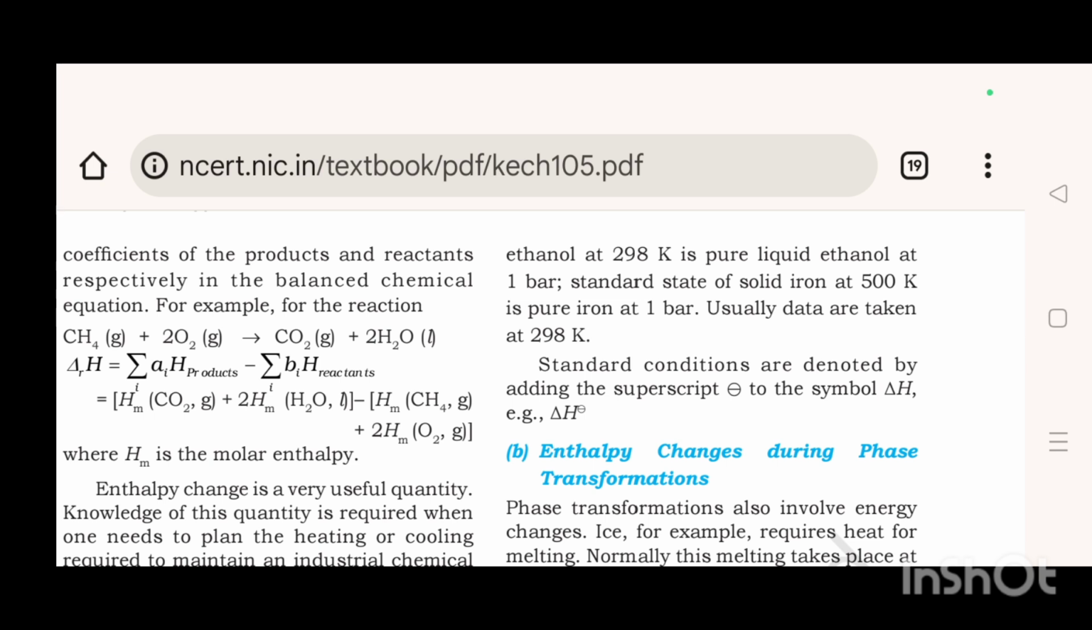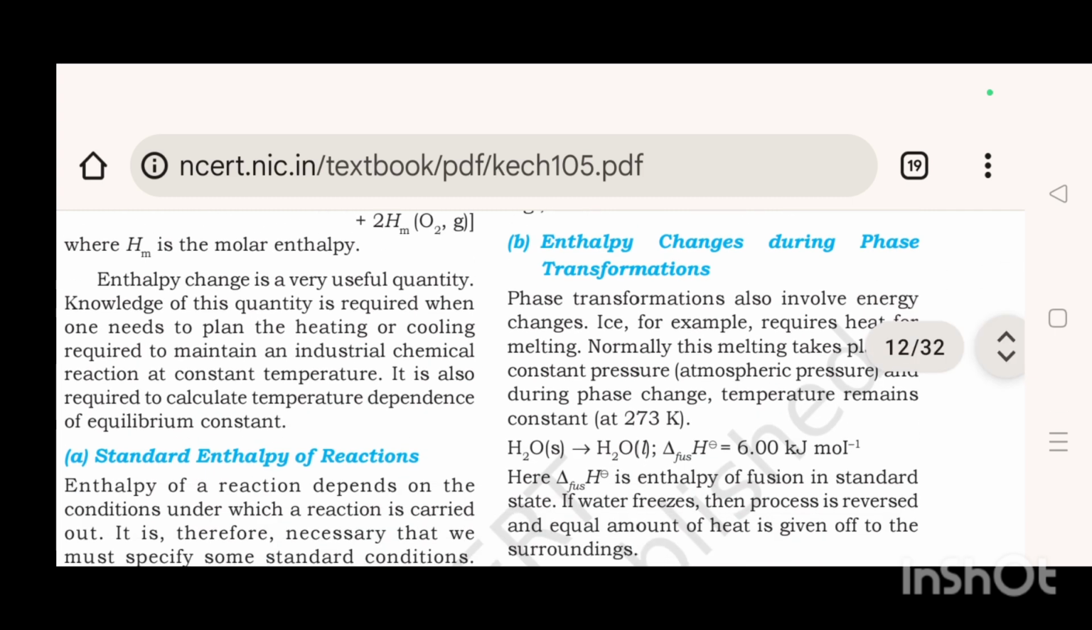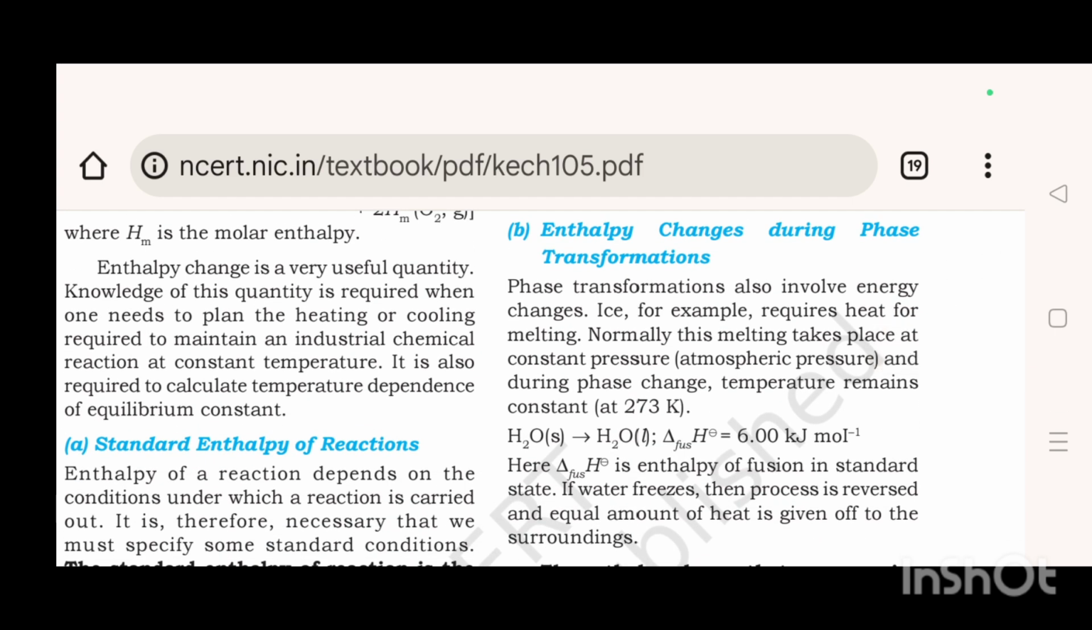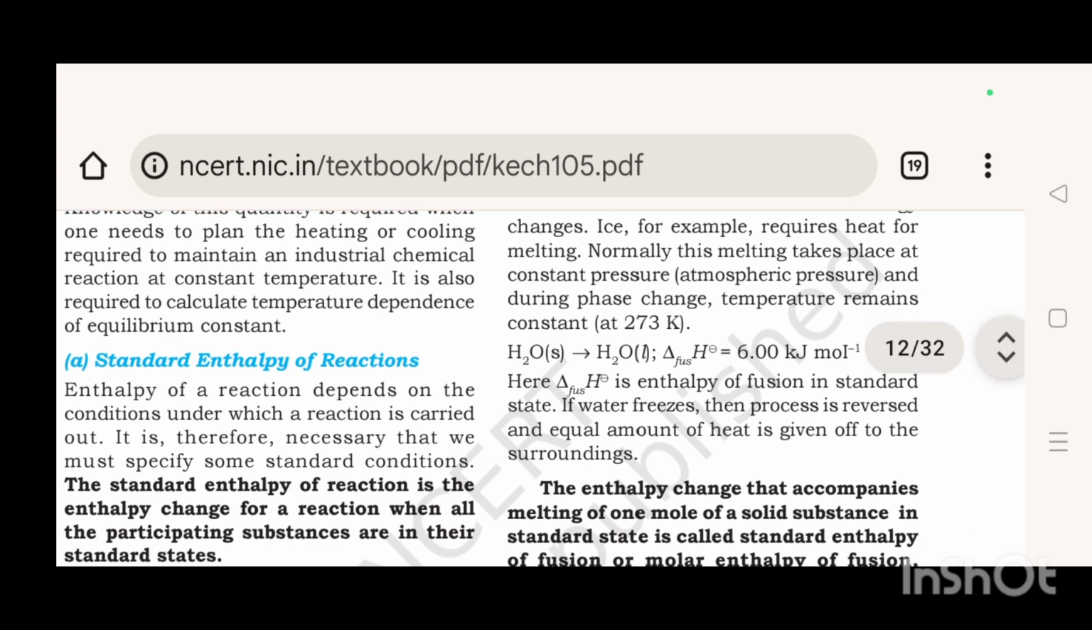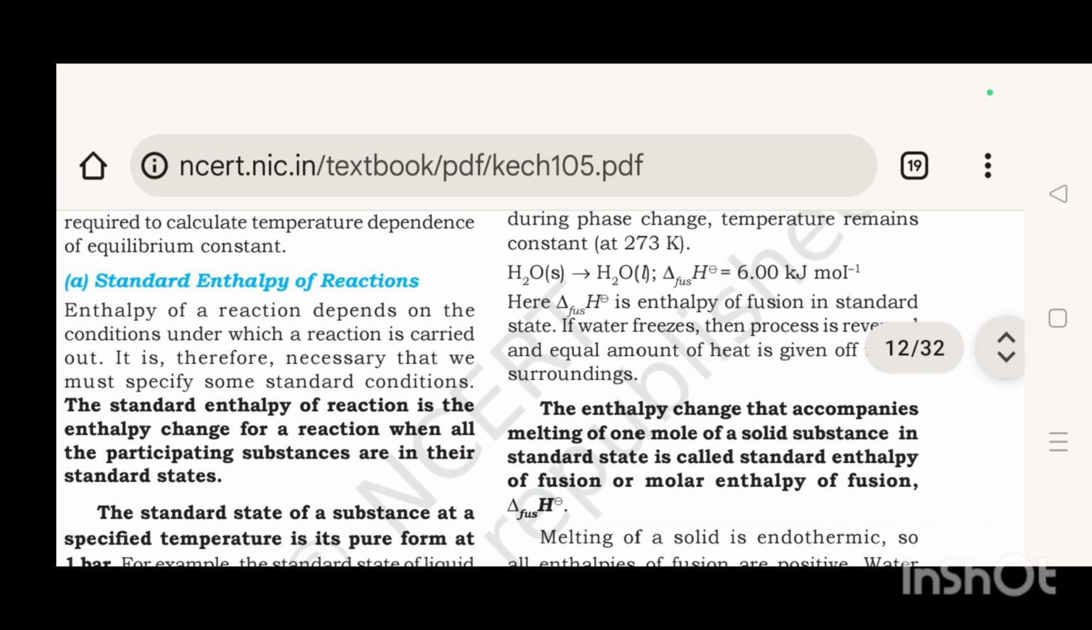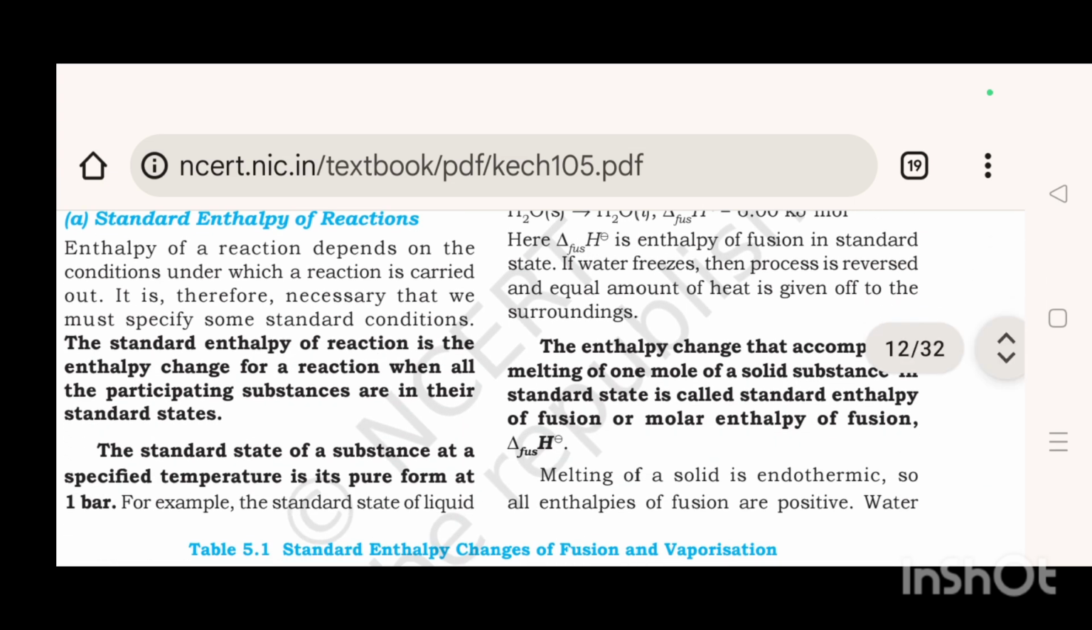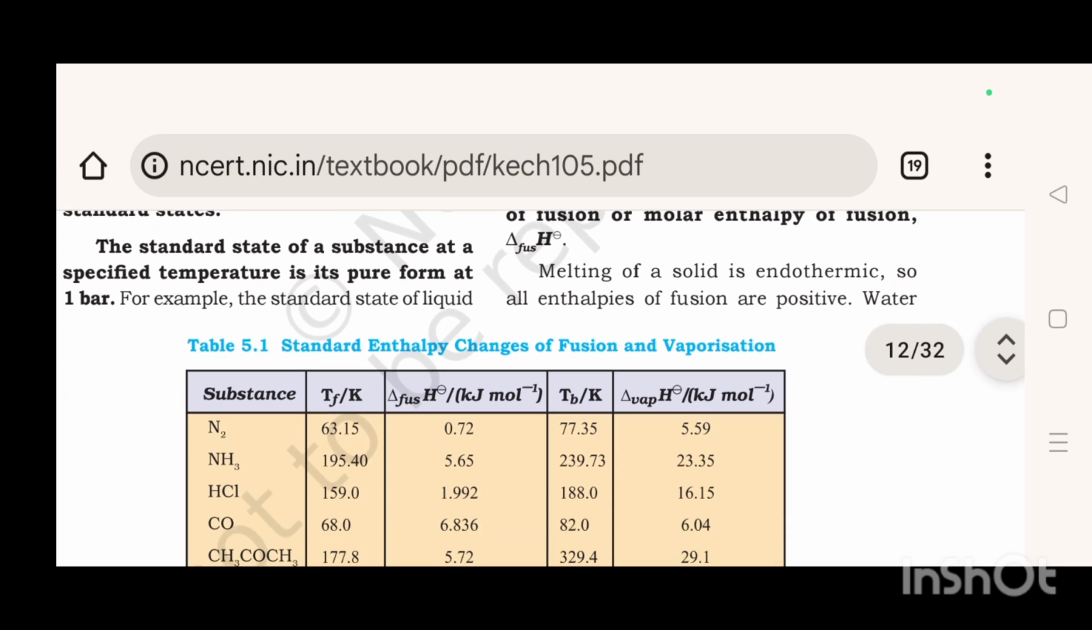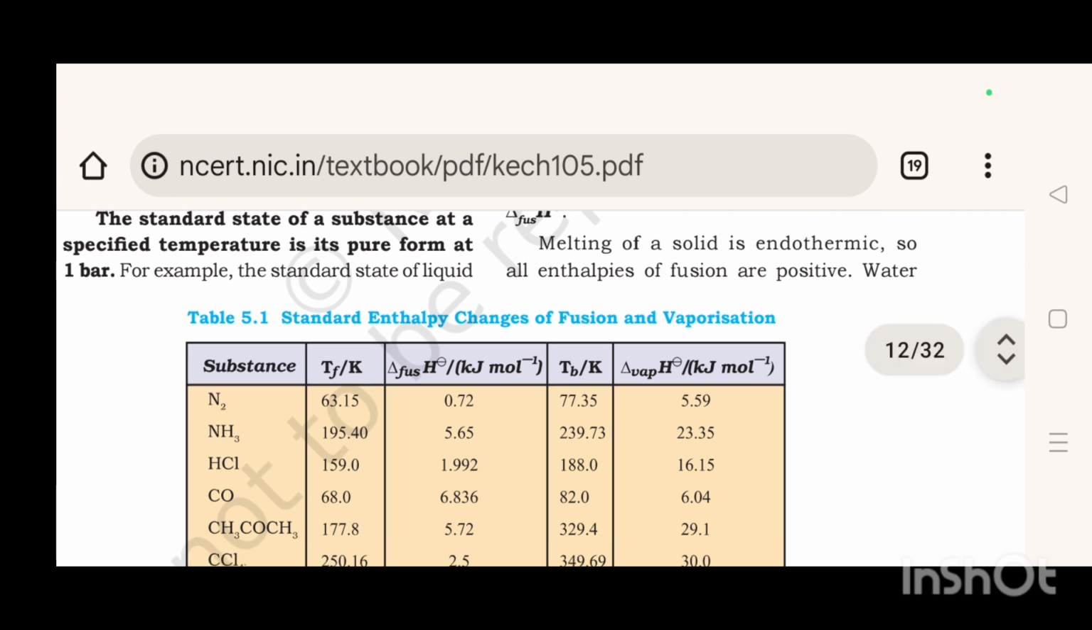Enthalpy changes during phase transformation. Phase transformation also involves energy changes. Ice, for example, requires heat for melting. Normally, this melting takes place at constant pressure, and during the phase change, the temperature remains constant. Here, delta fus H is the enthalpy of fusion in the standard state. If water freezes, then the process is reversed and an equal amount of heat is given off to the surroundings. The enthalpy change that accompanies the melting of 1 mole of a solid substance in the standard state is called the standard enthalpy of fusion or molar enthalpy of fusion. Melting of a solid is endothermic, so all enthalpies of fusion are positive.